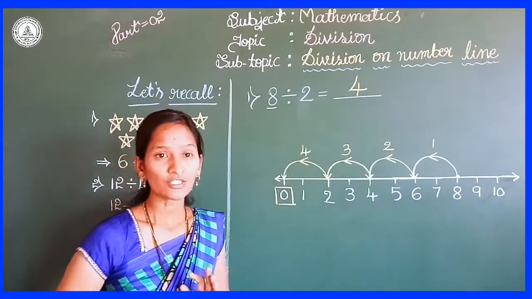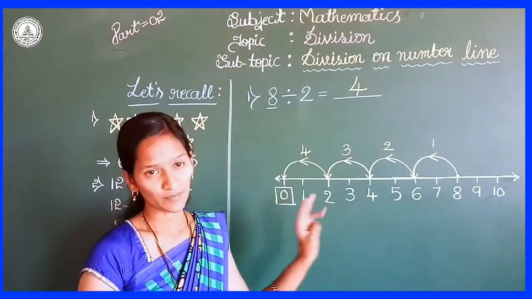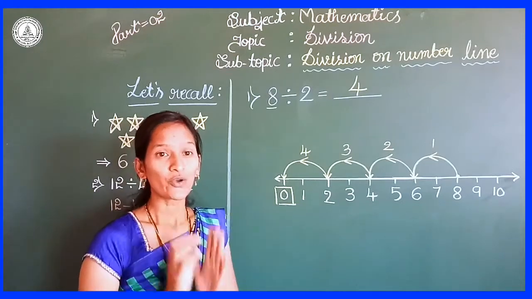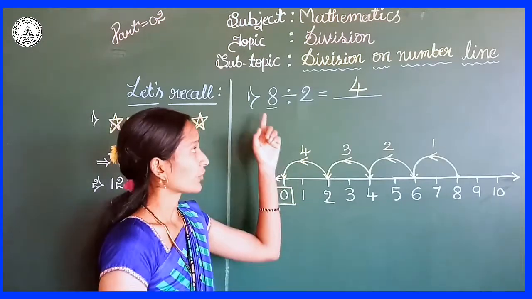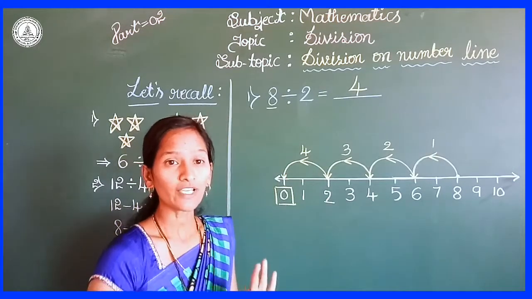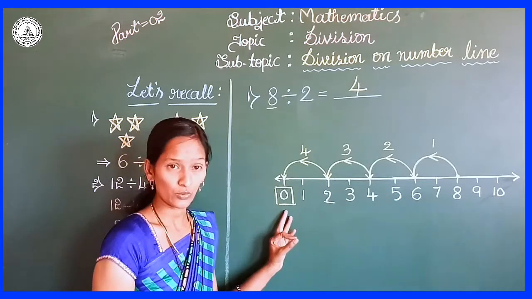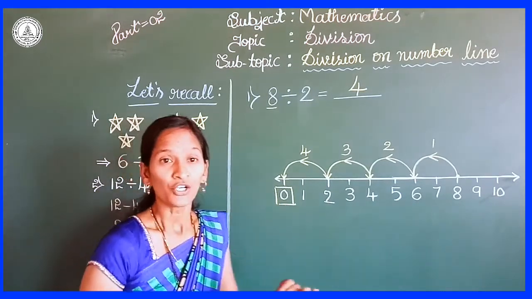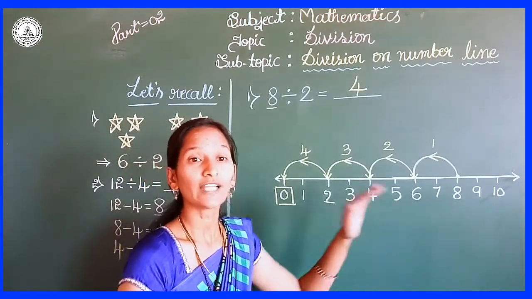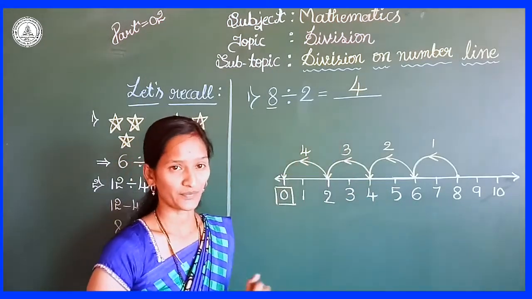So my dear students, you please remember the 3 main points in this problem. The first one, you always start from the starting number in the given problem. The next, you always move backward till you reach 0. Right? At last, you have to count the number of jumps. That is the answer of this question.